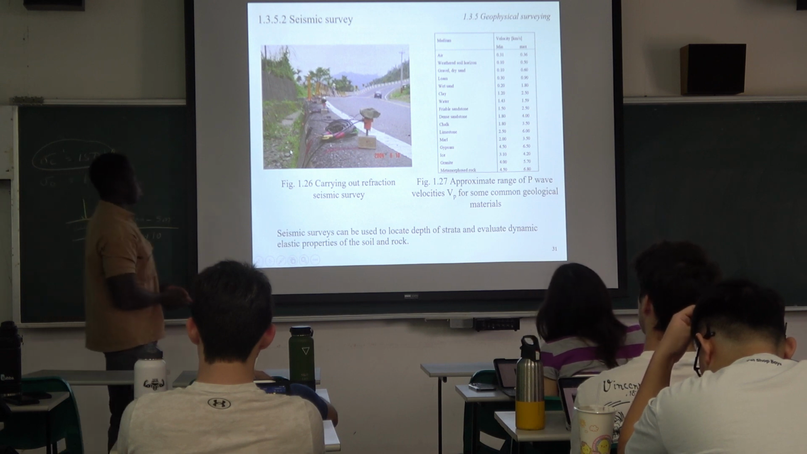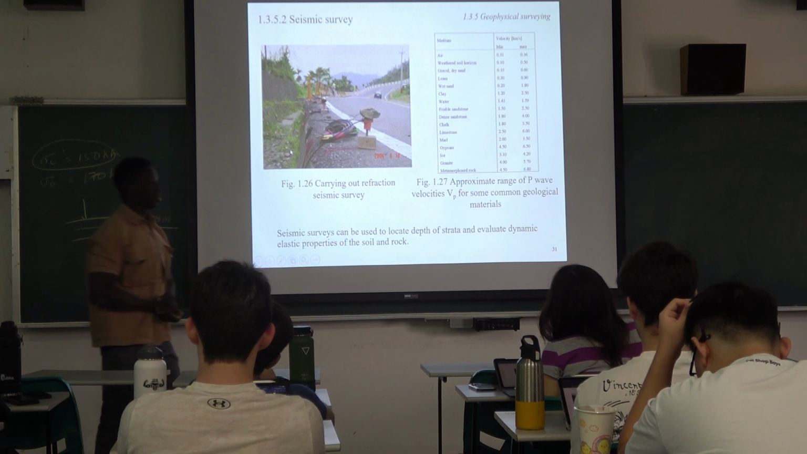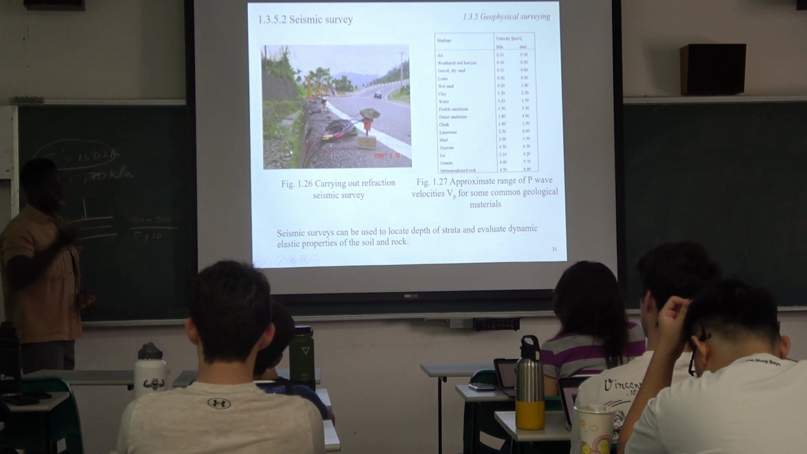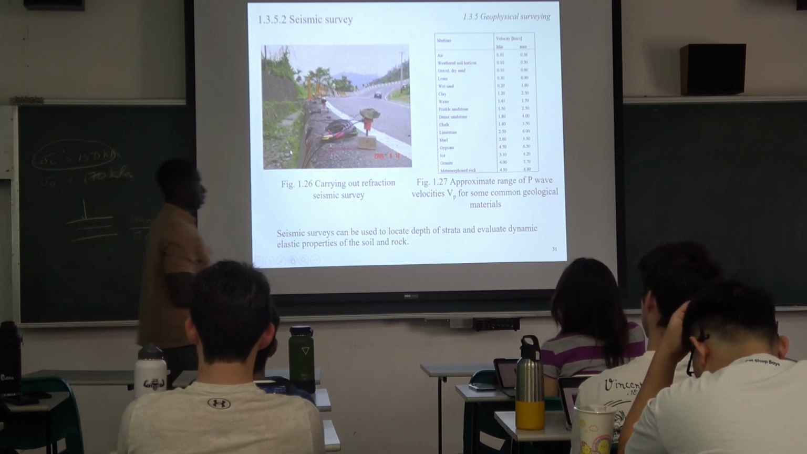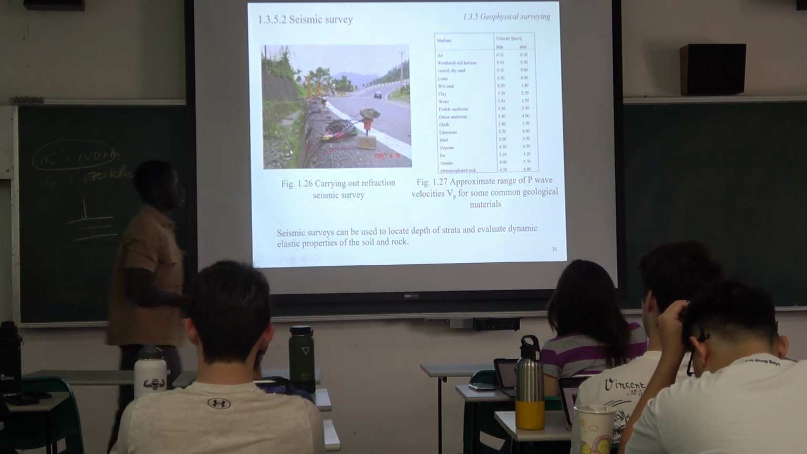So this is the material they use, and then they will put some P waves into the ground. And then the velocity will differ based on the material that the wave is passing through.